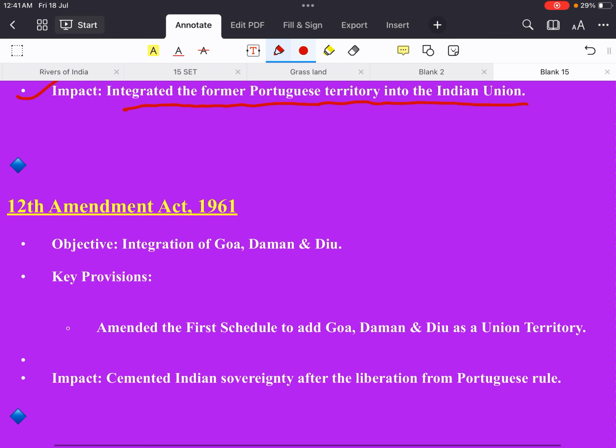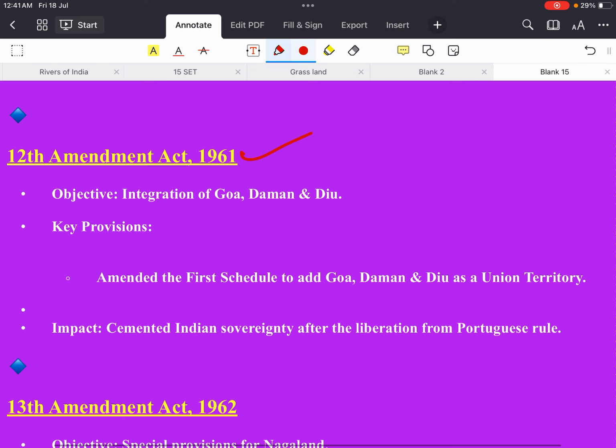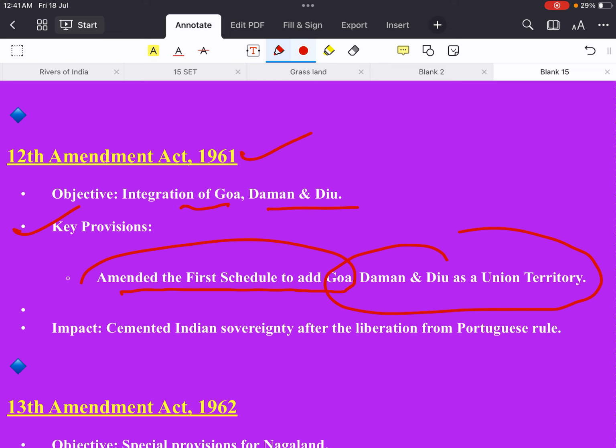Then 12th Constitutional Amendment Act 1961. What is the objective? Integration of Goa, Daman and Diu. And what is the provision? Amend the First Schedule to add Goa, Daman and Diu as union territory. What was the impact? Cemented Indian sovereignty after the liberation from Portuguese rule.